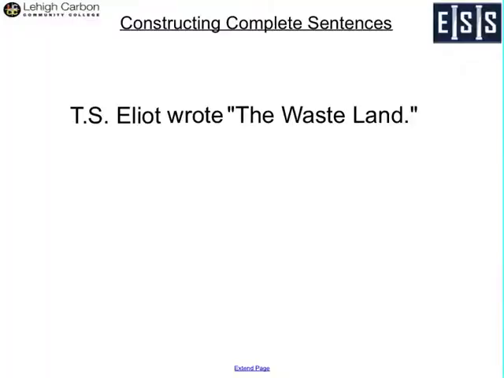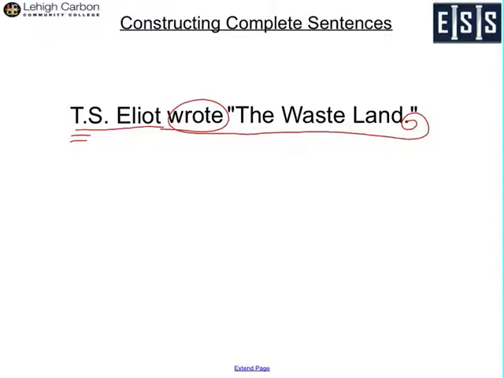Today we're going to be talking about constructing complete sentences. Now, a complete sentence is actually fairly simple. All you need is a capital letter at the beginning, a subject, a verb, and a period. So you need a noun at the beginning, something that noun is doing, and then a period at the end. In this case, we have an example here that is T.S. Eliot wrote The Wasteland. That's a famous early 20th century poem that I'm sure you're going to run into in some English class sometime during your college career.